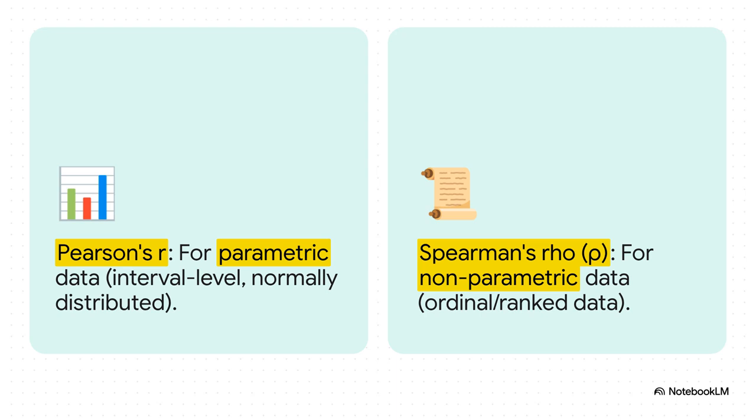But what if your data is just ranked, like first, second, third? Or if it's not so nicely behaved? Well, then researchers use an alternative, like Spearman's rho. The key takeaway for you is just to know they measure the same basic idea, just for different kinds of data.